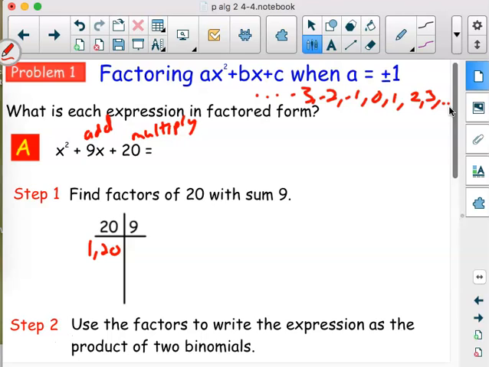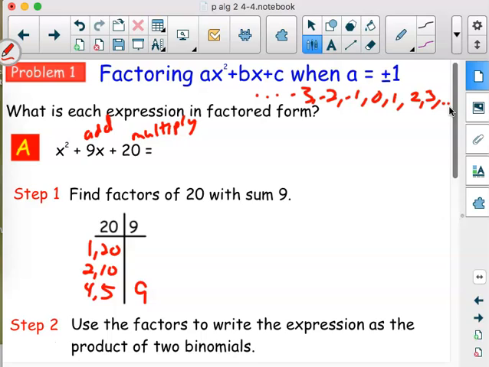That doesn't add to 9. 2 and 10. That doesn't add to 9. 3 doesn't go into 20. 4 goes into 20. 4 and 5. Then 6, 7, 8, 9. Oh, 10's the next one, and I already have that one up here with 2 and 10. So you look at your list and you realize, oh, it's the bottom one. It's the 4 and the 5. Those two will add to 9 right there. That's the one I want.